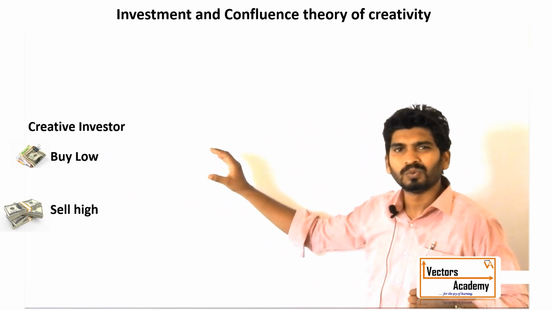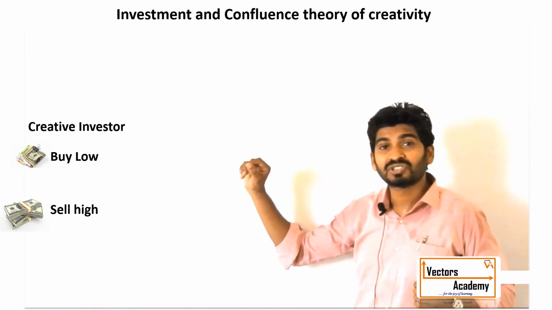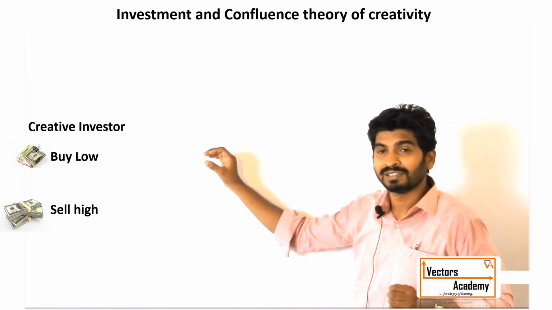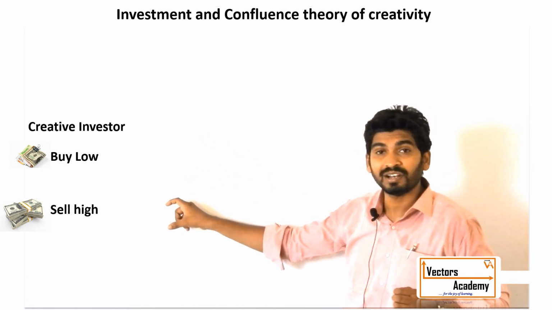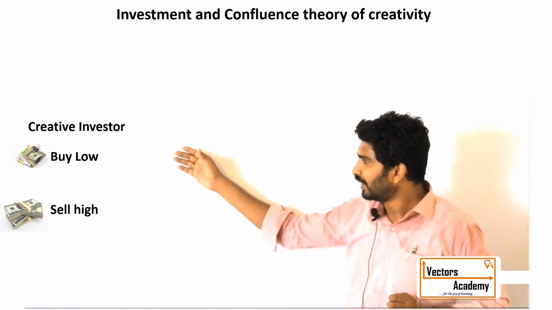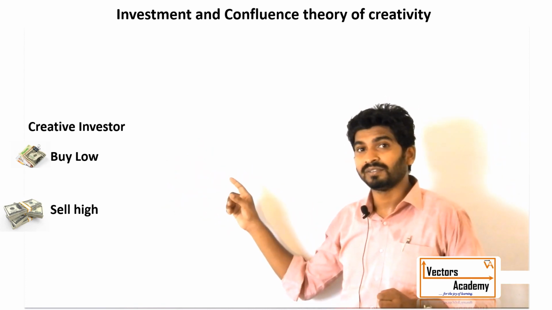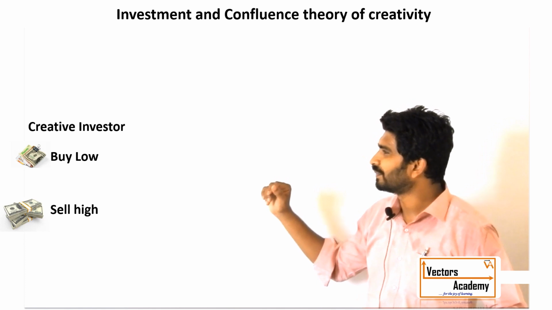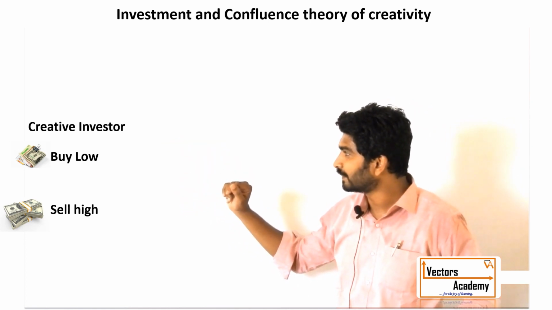Now, buying low will actually mean he buys a share at a very low price, and selling high, he sells the share at a very high price. In this process, he gains profit. So he is a creative investor. Now, how does he do that? It looks very simple, but it is much more complicated than this.